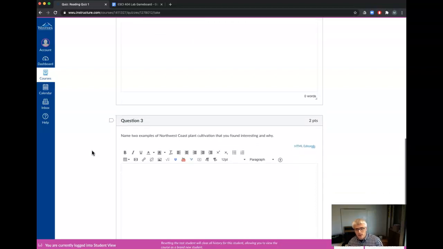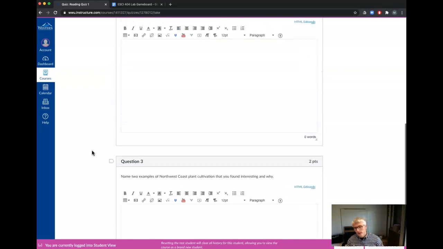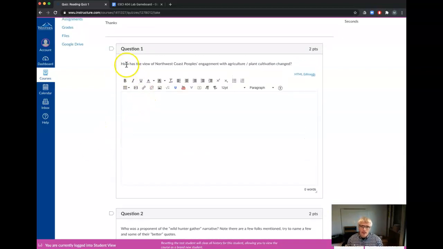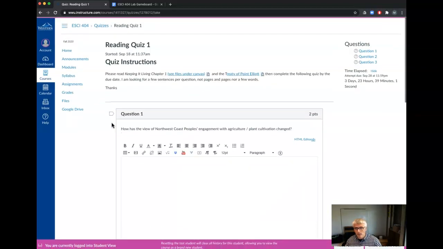Later, some of these will be getting more at how to read a scientific paper, like where to go for different parts of it. This first one's a chapter, so it's formatted a little bit differently, but when I'm saying things like, how has the view of Northwest Coast people's engagement with agriculture, plant cultivation changed? Not paragraphs. A couple sentences, 2 or 3. These are low stakes, 2 points of questions, 1,000-point class. Did you read it or not? That's the sort of level I'm looking for.